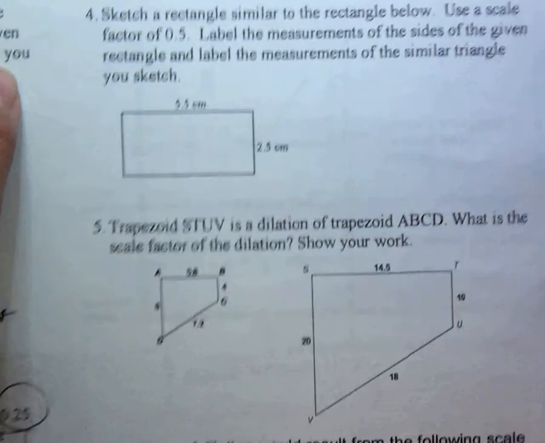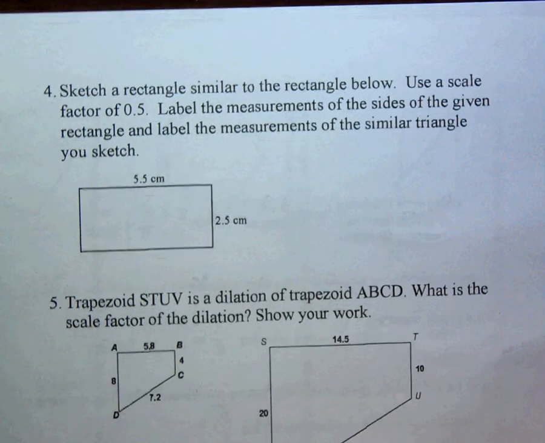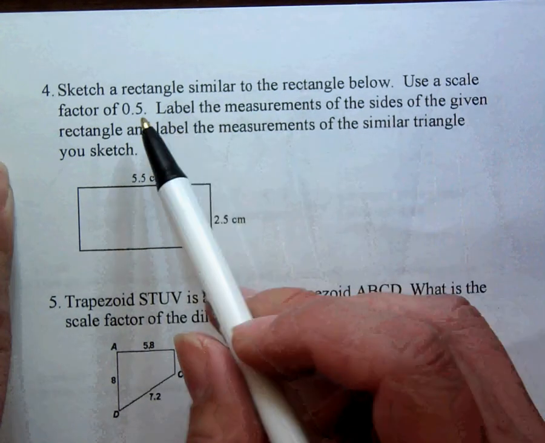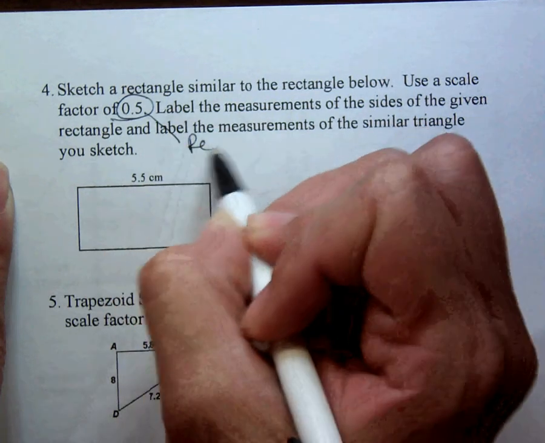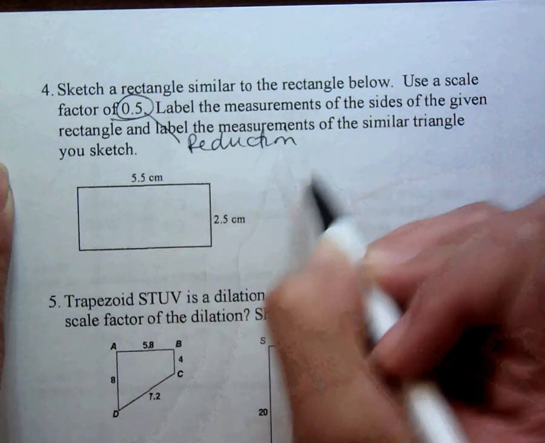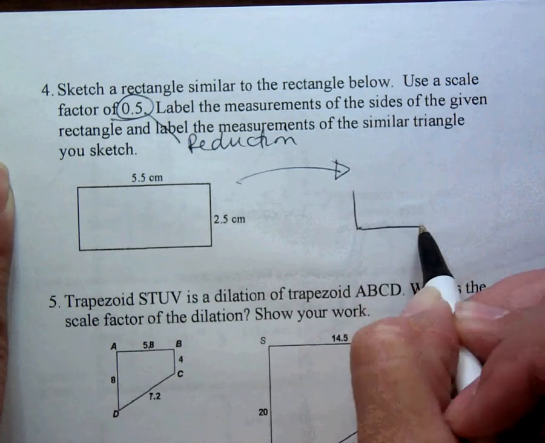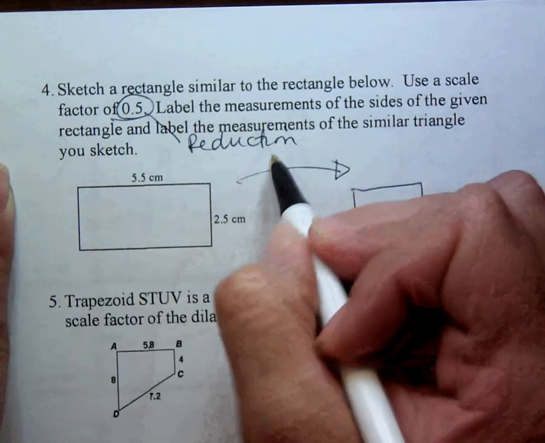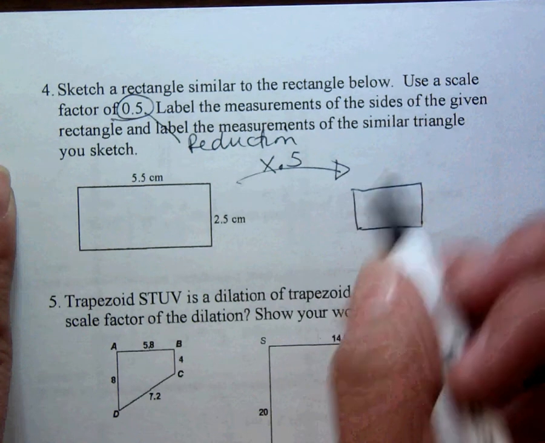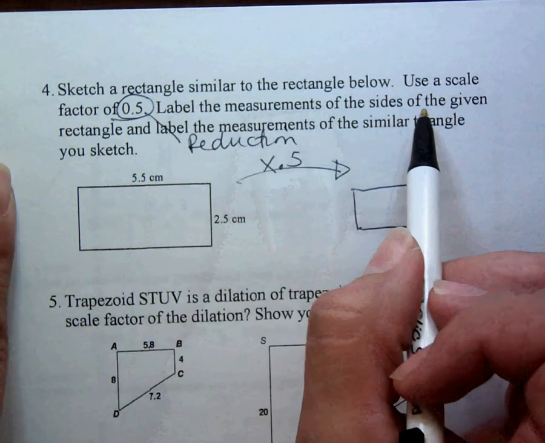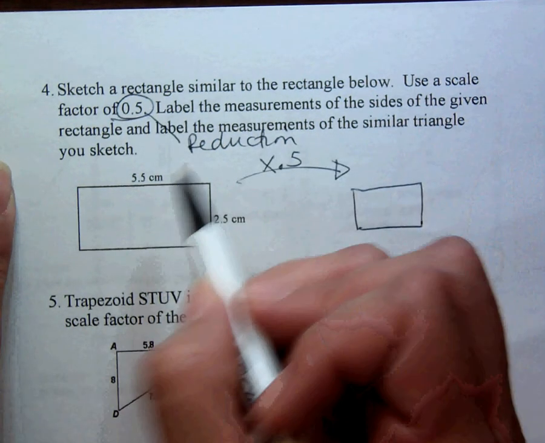It's a sketch over here, a rectangle that's similar to the rectangle below. Use a scale factor of 0.5. Okay, bigger or smaller? Reduction. All right, so I know I'm going to draw a smaller one here. I'm going to put here times 0.5. I could actually put times 1/2 also. It works in a fraction. And label the sides. Okay, here we go.